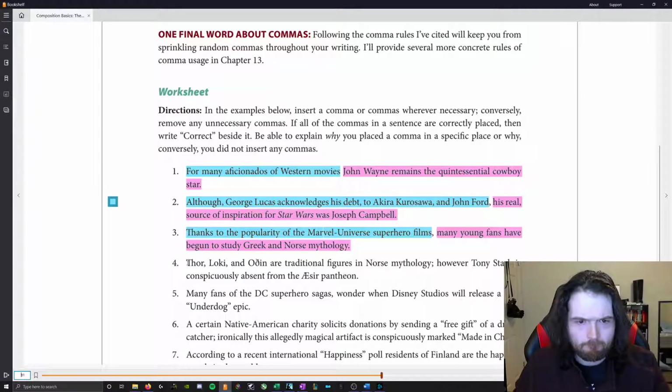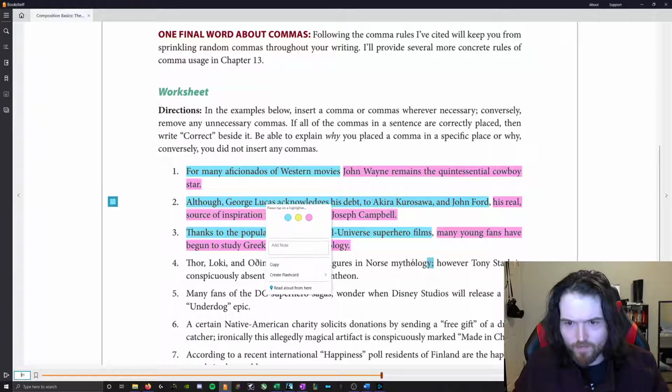Alright, next one. Thor, Loki, and Odin are traditional figures in Norse mythology. However, Tony Stark is conspicuously absent from the Aesir pantheon. Okay, so we can look at this one, and we do have a semicolon in this one.